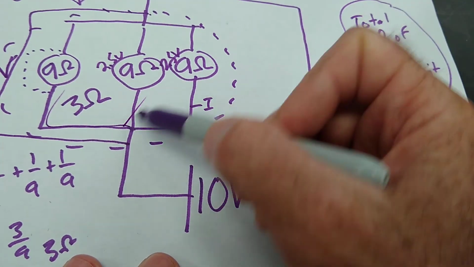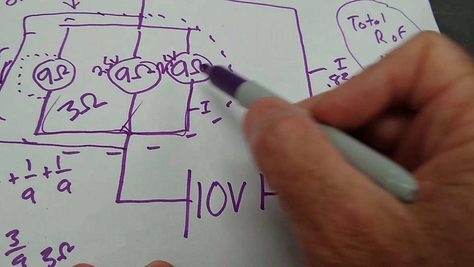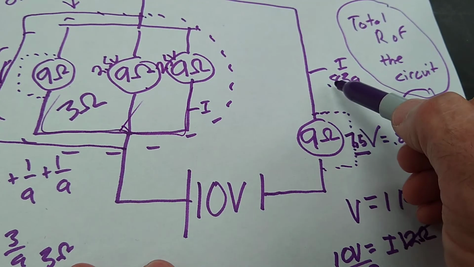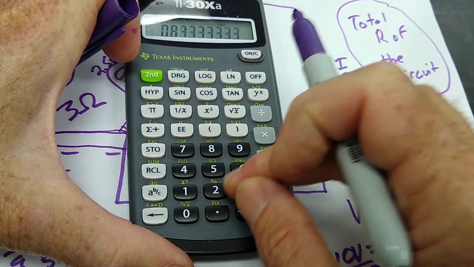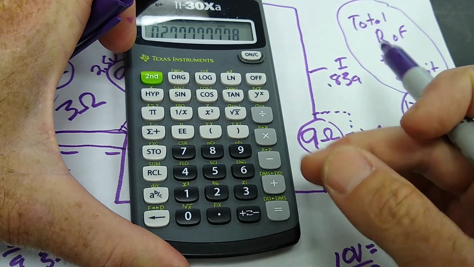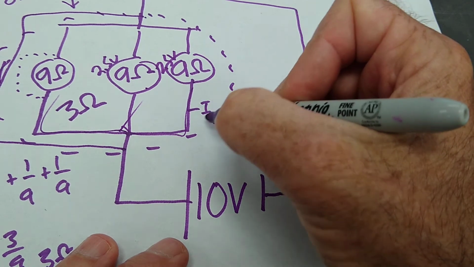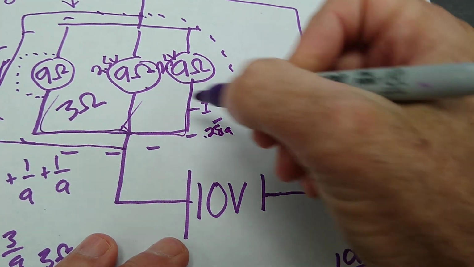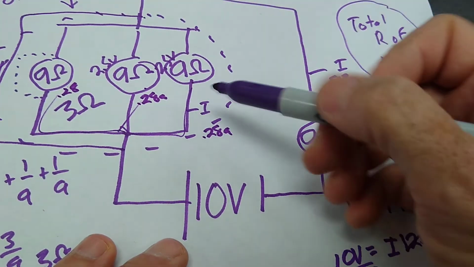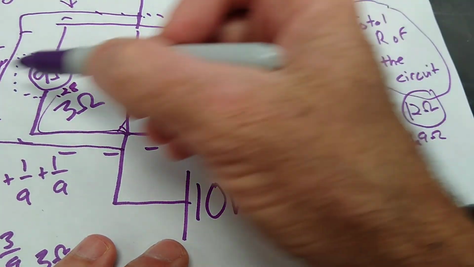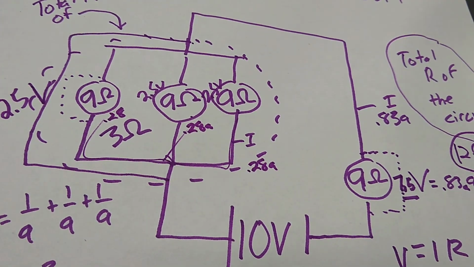The current can go 1, 2, 3 ways equally. The total current is 0.83 amps. So each one of these bulbs is only getting a third of that. So you could say 0.8333 divided by 3 equals, there's only 0.27 or 0.28 amps available to each one of these bulbs. And then if you recalculated and you said 0.28 times 9, guess what? You're going to get 2.5 volts. That is a combination circuit. Good luck.